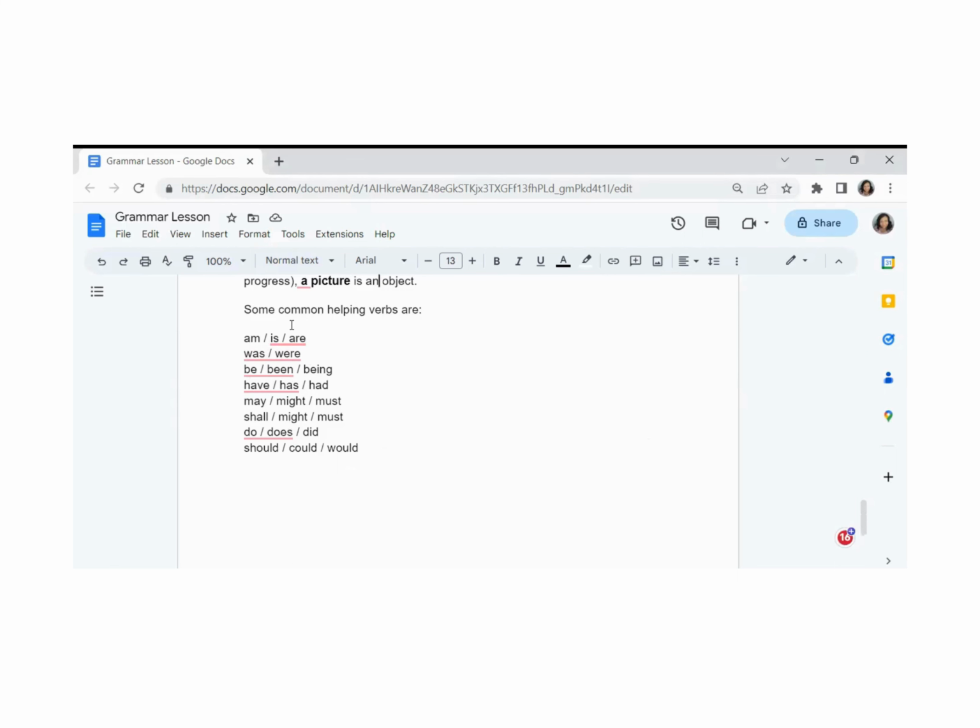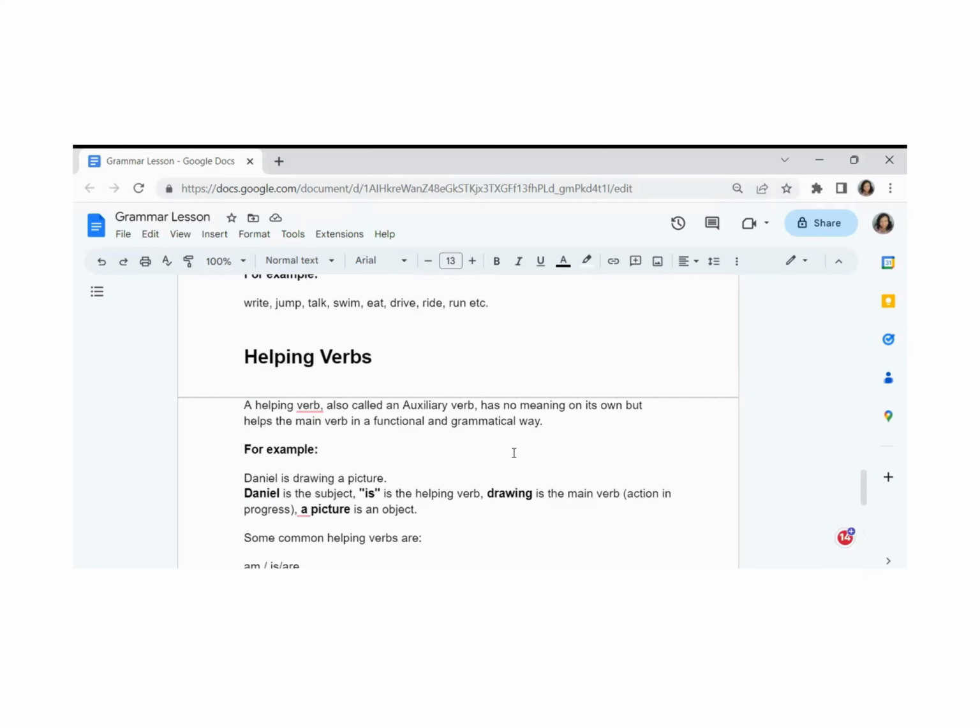So some common helping verbs are am, is, are, was, were, be, been, have, has, had, may, might, must, shall, do, does, did, should, could, would. And those are some common helping verbs, okay?